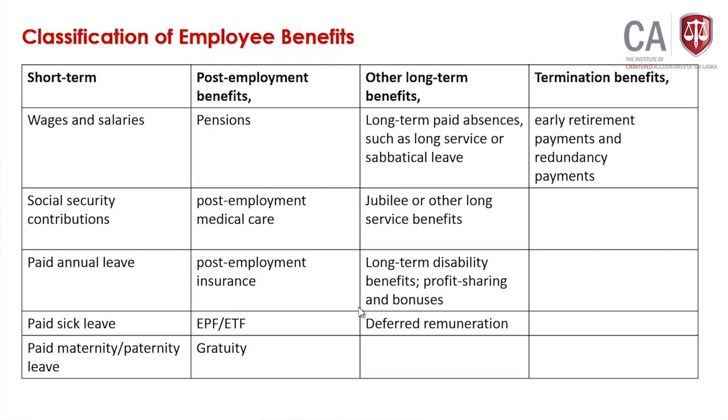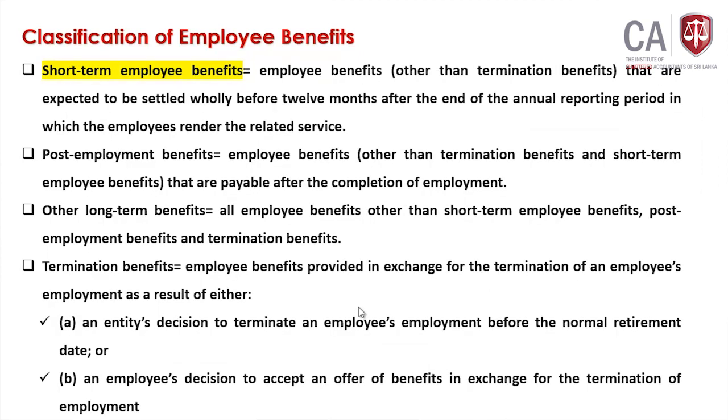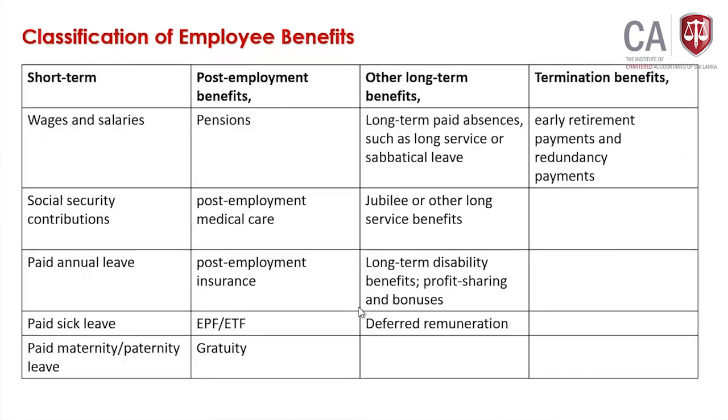Then other long term employment benefit. These two categories are very straightforward. You can easily understand. But other long term employment benefit, look at this. Other long term employment benefit means all employee benefit other than short term employment benefit that we have discussed, post employment benefits and termination benefit. There are 4 categories, no. Other than these 3 categories, if you get any benefit, all of that is what? Other long term employment benefit. It is not short term, not post employment, not termination.